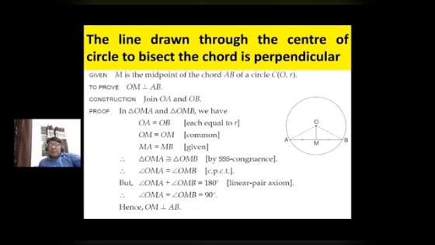And hence, angle OMA is equal to OMB by CPCT, and OMA plus OMB is equal to 180 degrees by linear pair axiom. So, OMA plus OMA, because OMB is equal to OMA. So OMA plus OMA is equal to 180 degrees. So 2 OMA is equal to 180 degrees, or OMA is equal to 90 degrees. And therefore we can say that OM is perpendicular to AB. That's all.